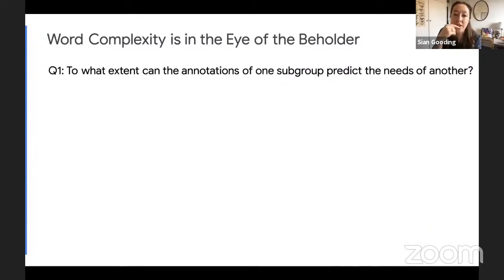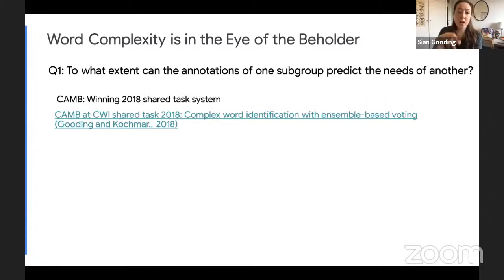The first question that we had, so there are 4 questions that we look at in this paper, is: to what extent can the annotations of one subgroup predict the needs of another? It's a nice hypothesis to say that word complexity is this idiosyncratic thing, but ultimately, if they can predict the needs sufficiently well, then it's not too big of an issue. And the way that I looked at this was, I said there was a shared task in 2018.